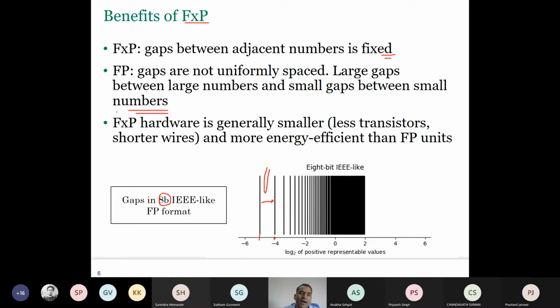And fixed point hardware is generally smaller. It has fewer transistors and shorter wires, and it is more energy efficient than the hardware units for floating point. Okay, fixed point hardware is smaller and more energy efficient than the hardware we have for floating point.